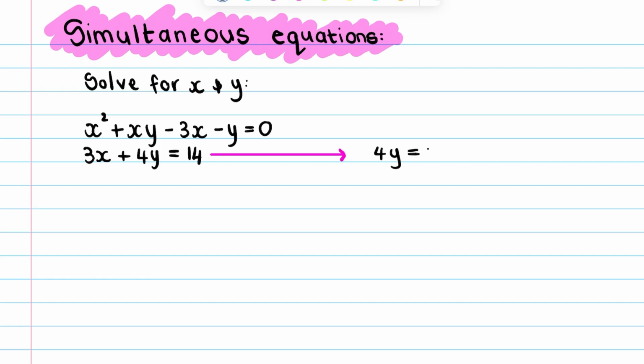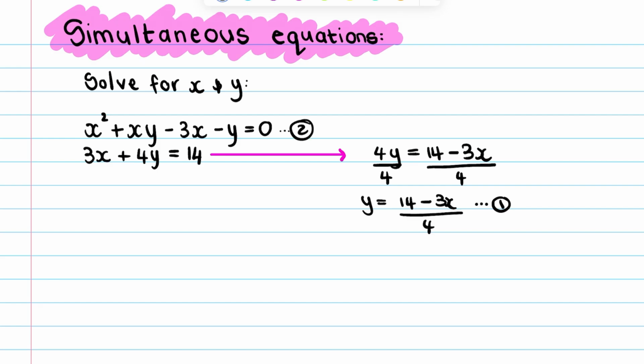So it's going to be 4y is equal to positive 14, because that was already that side, minus 3x. But I want y alone, so I'm going to divide by 4 on both sides. So my final equation is going to look like this. y is equal to (14 minus 3x) over 4. Okay, and that is going to be my equation 1, and the one on top here is going to be my equation 2. I'm just going to label them.